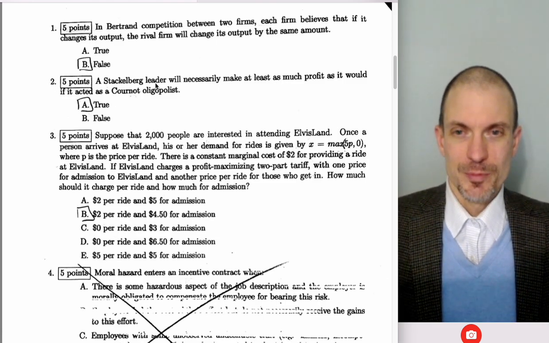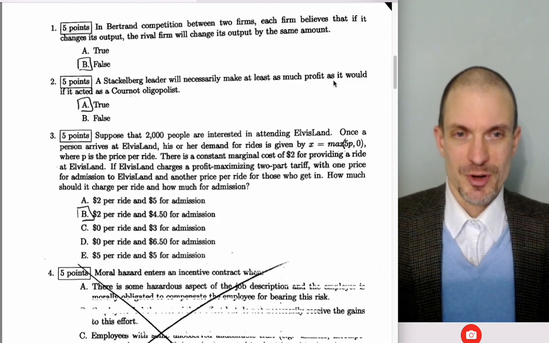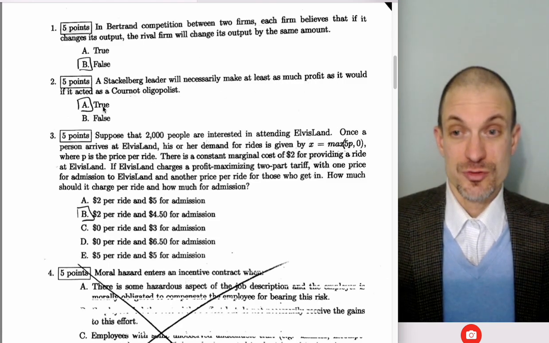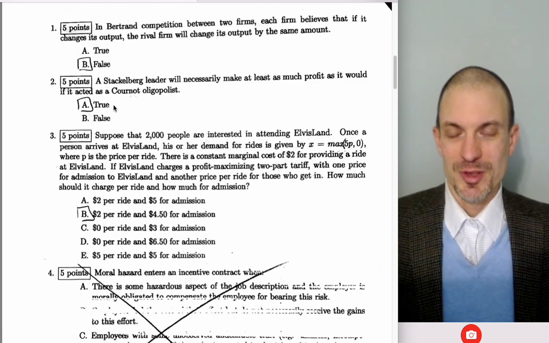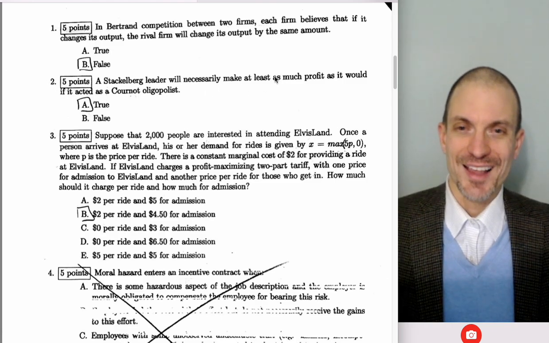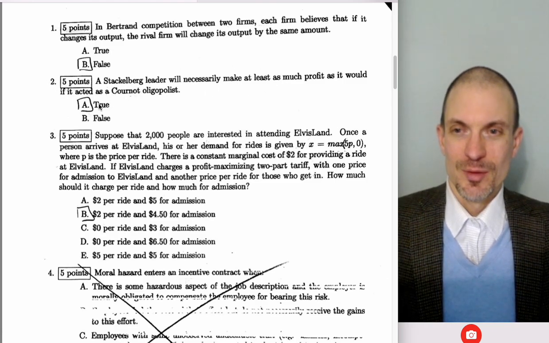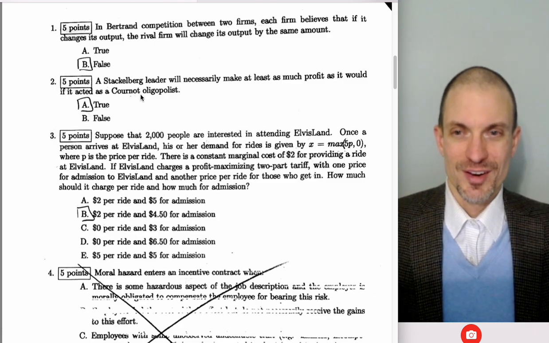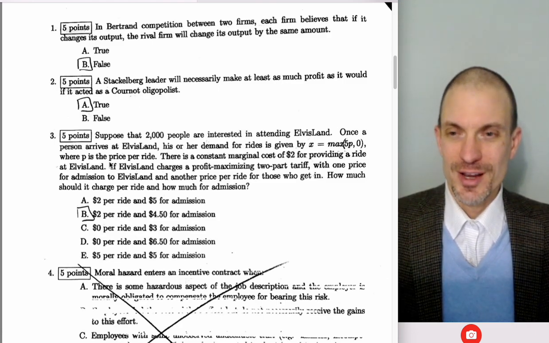Question 2. A Stackelberg leader will necessarily make at least as much profit as it would if it acted as a Cournot oligopolist. That's true, because worst case scenario, they could just set their Cournot quantity, right? They're typically going to set something much larger for a wide class of demand curves. They'll actually set the monopoly output, but they could do no worse than operating as a Cournot firm.